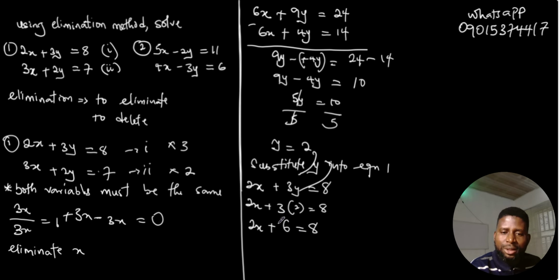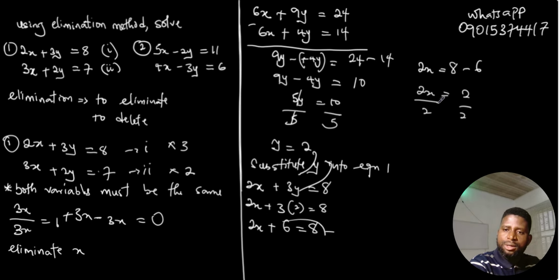I have 2 terms on the left hand side. I need just one term. And since both of them are unlike, I take 6 to the other side and then it becomes minus. So I will have 2x will equal 8 minus 6, and then 2x will equal 2. I can find the value of x to say my x then is equal to 1. So we know that the solution is x equal 1 and then y equal 2.